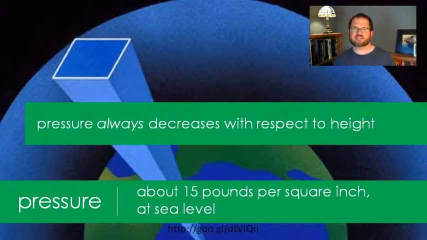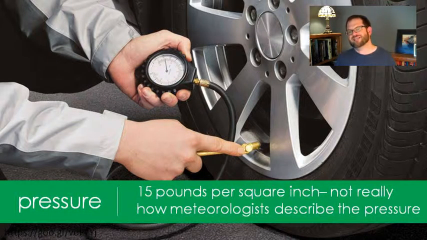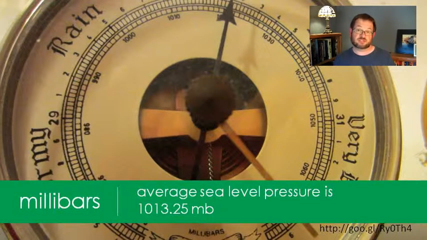That's a useful thing that has lots of applications in atmospheric sciences, but we have to get rid of this unit of pounds per square inch. 15 pounds per square inch doesn't sound very scientific. It doesn't sound the way that meteorologists talk about pressure. Meteorologists tend to talk about pressure in units called millibars, abbreviated mb. At the surface of the Earth, there's about 1,013.25 millibars of pressure. As a ballpark figure, think about 1,000 or so.